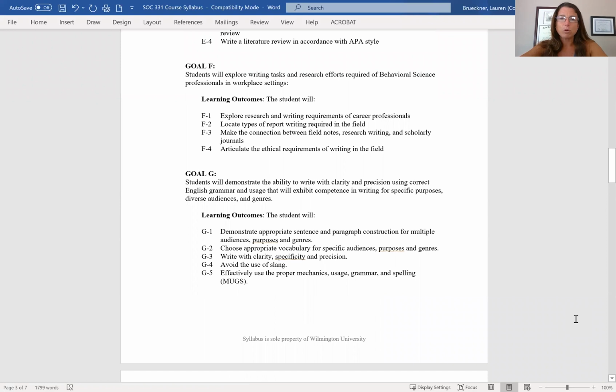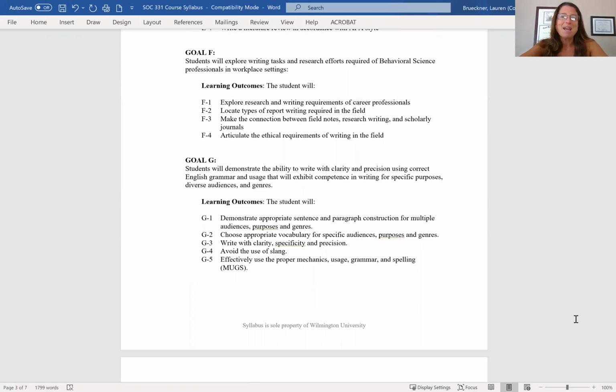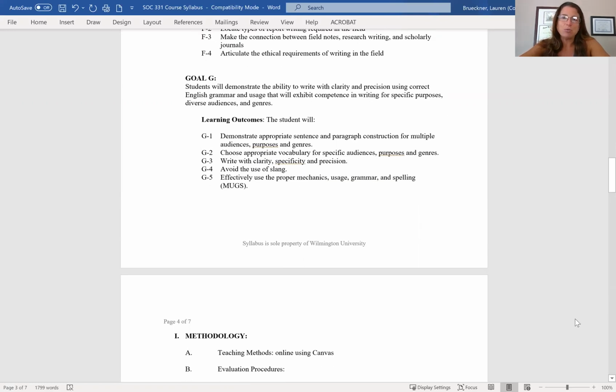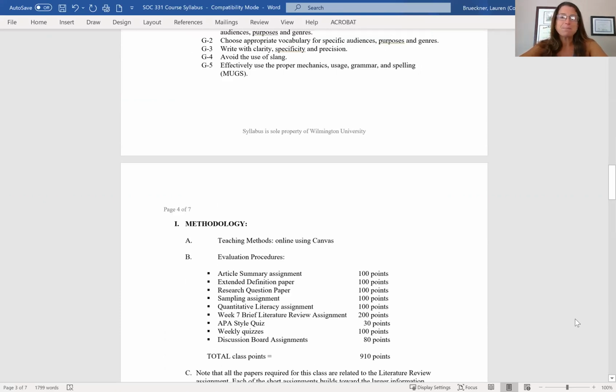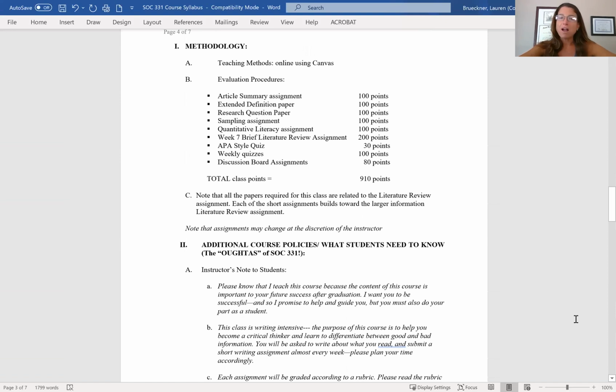Goal F is to explore writing tasks and research efforts required of the behavioral sciences, especially in the workplace. Goal G is to demonstrate the ability to write with clarity and precision using good English grammar, using solid sentences, and having minimal errors. So our methodology is that this is an online course using Canvas. We switched over a few years ago from Blackboard, and we will now be using Canvas.